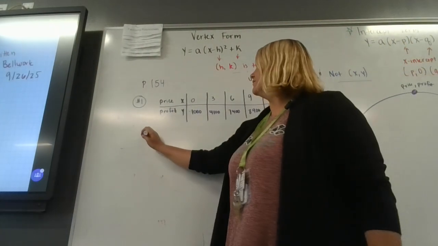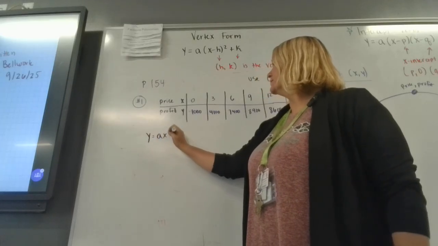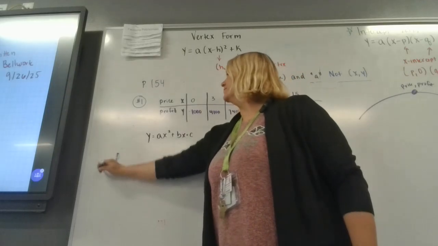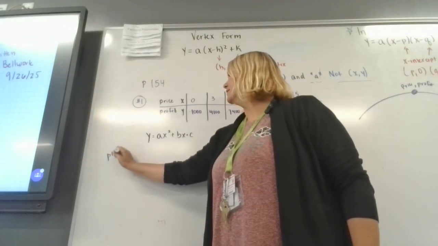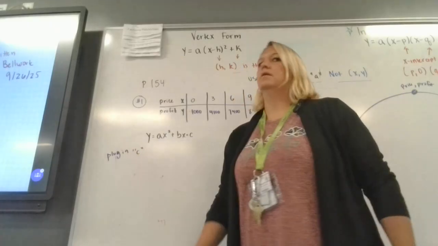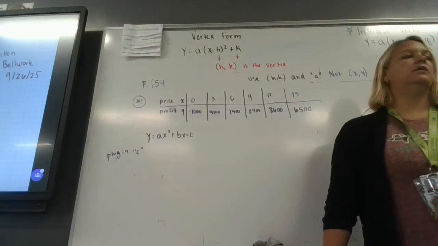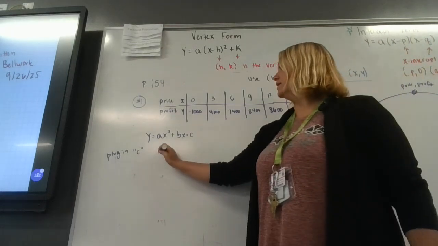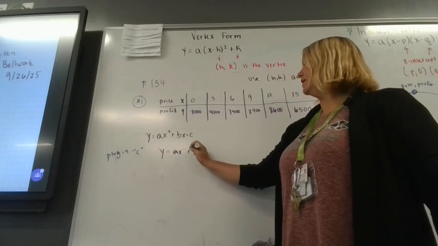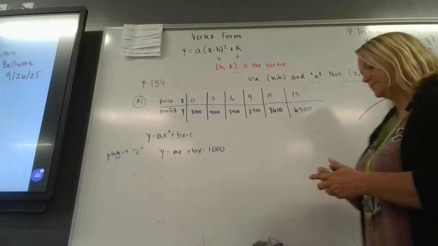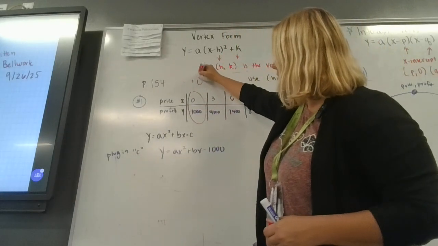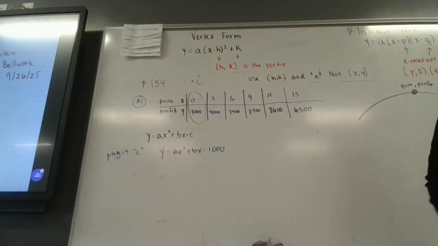Step 1, write standard form. Step 2, plug in C. Which one is the C value? Negative 1,000. So here we are: ax squared plus bx minus 1,000. Okay, that's it. What's the next step? Write 2 equations with 2 different points.